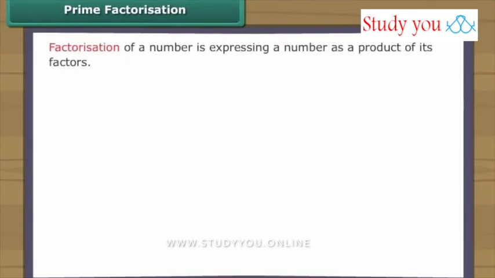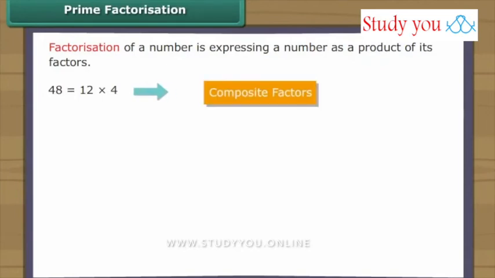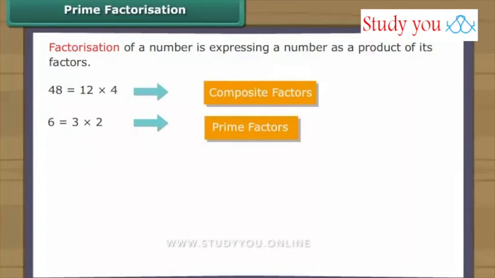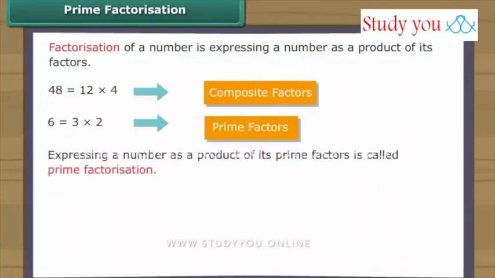Factorization of a number is expressing a number as a product of its factors. Thus, expressing 48 as 12 into 4 is a factorization. Similarly, writing 6 as 3 into 2 is also factorization. But there is a difference between the two. The factors of 48 are composite, whereas the factors of 6 are prime. Expressing a number as a product of its prime factors is called prime factorization.